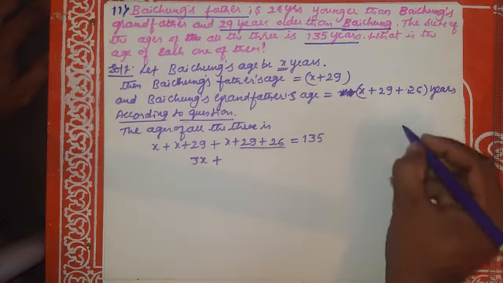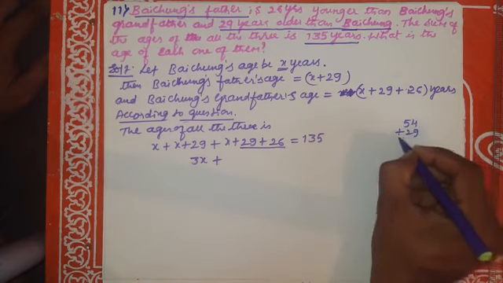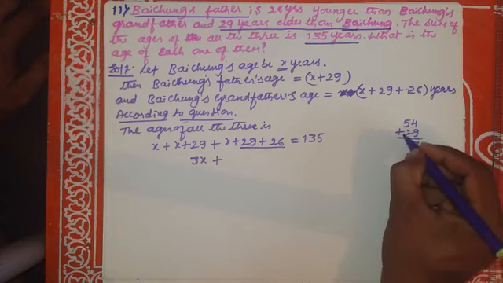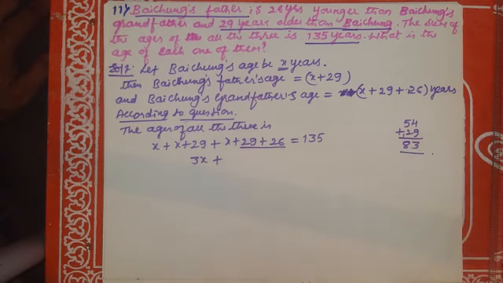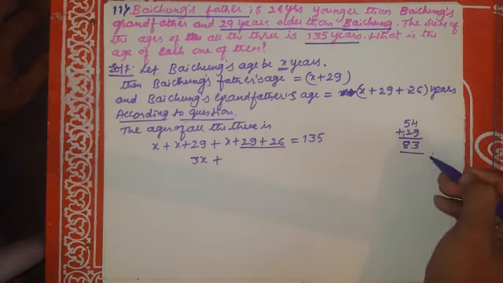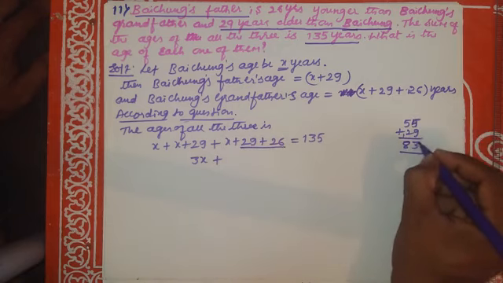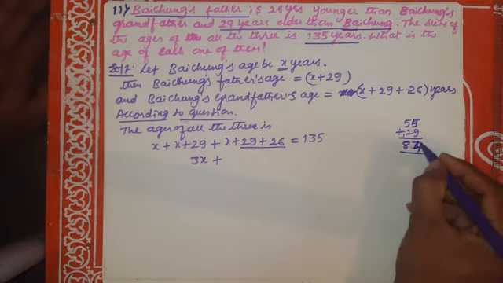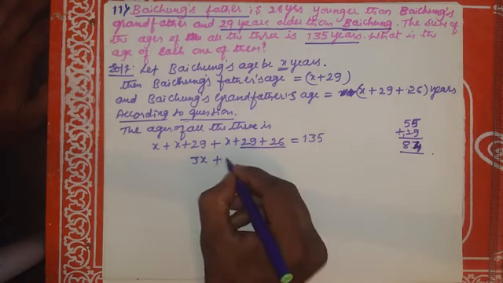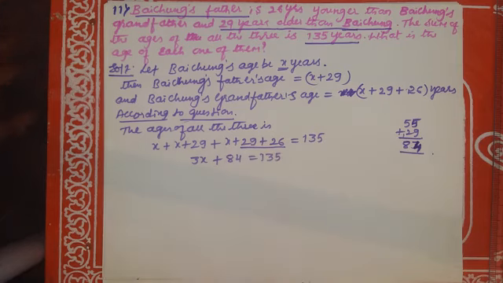29 plus 29 plus 26: 54 plus 29, how much will we get? 83, 9 plus 6 is 15, so this is 84. Let us see, this is 84. So 3x plus 84 is equal to 135.